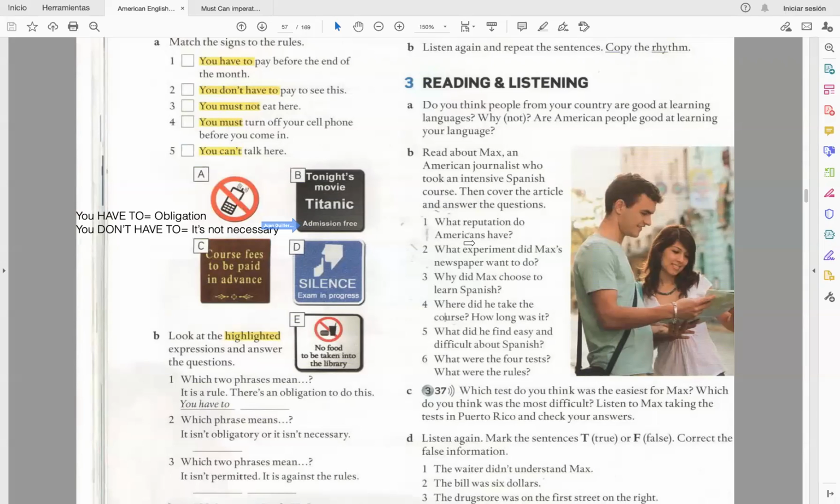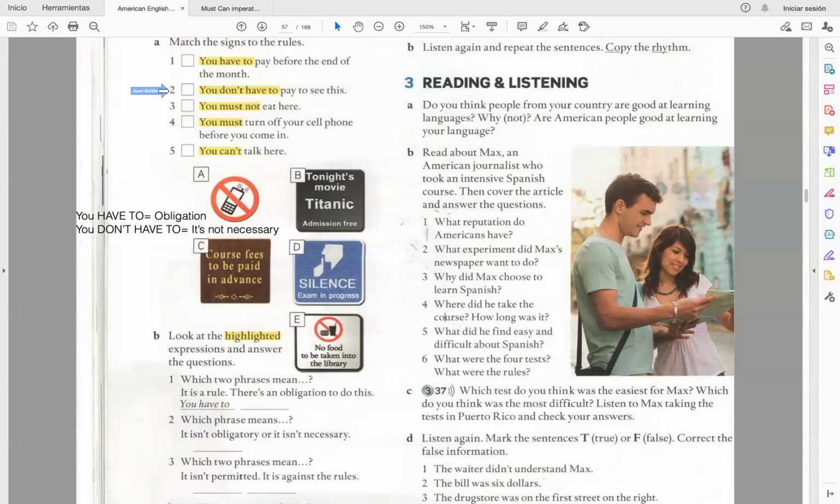Entonces, cuando yo digo you don't have to, no es una prohibición, porque ese es el típico error. You don't have to significa no es necesario que lo hagas. Okay, so be careful with that. That is important. Okay, very good.